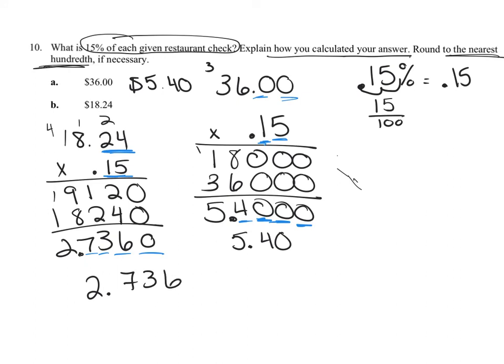It said round to the hundredths. So remember, ones, tenths, hundredths. So what does the 6 tell the 3 to do? It's going to round it up. So your answer would actually be $2.74.